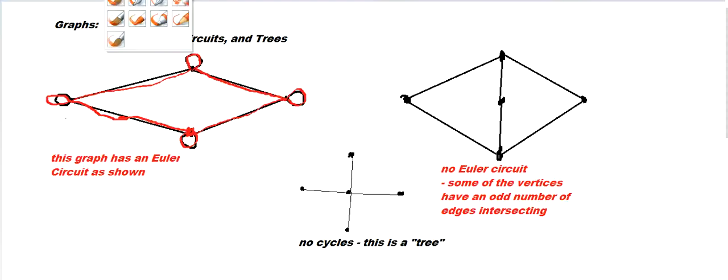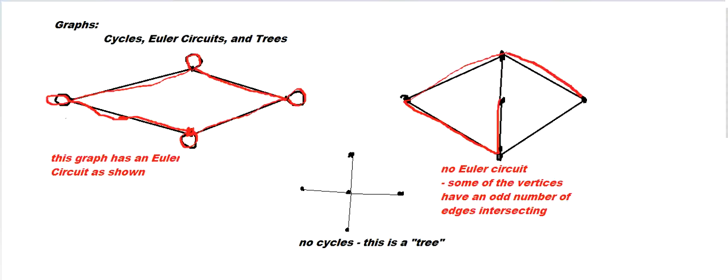We can even try for this one. If we start here, then go here, here, here. Trying to cover all the edges, we'd end up coming down here, then back to here. But there's no way to go back to the original vertex without going twice along this edge. So there's no Euler circuit there. And then a tree. If a graph has no cycles, then that's what we call a tree.